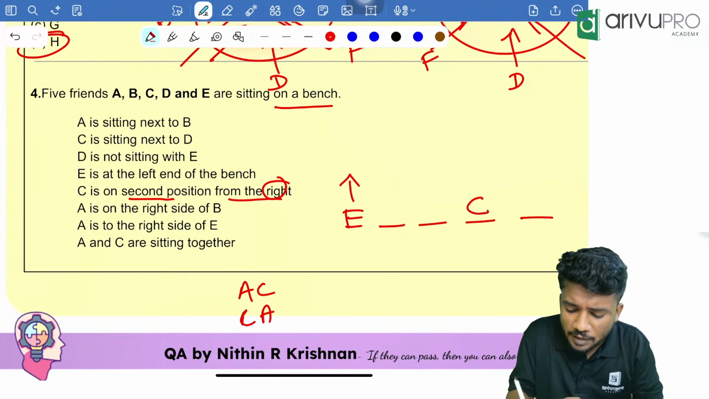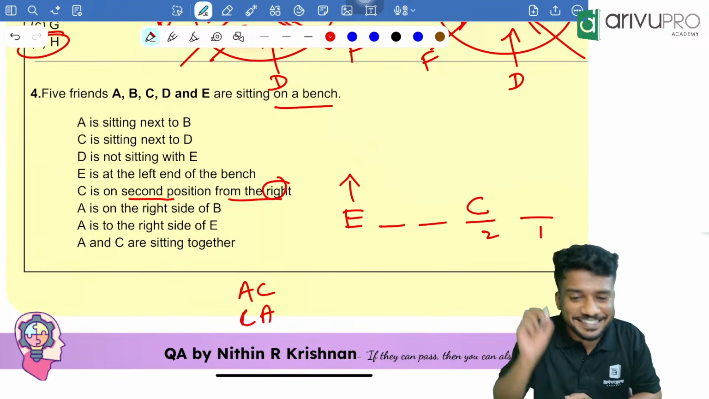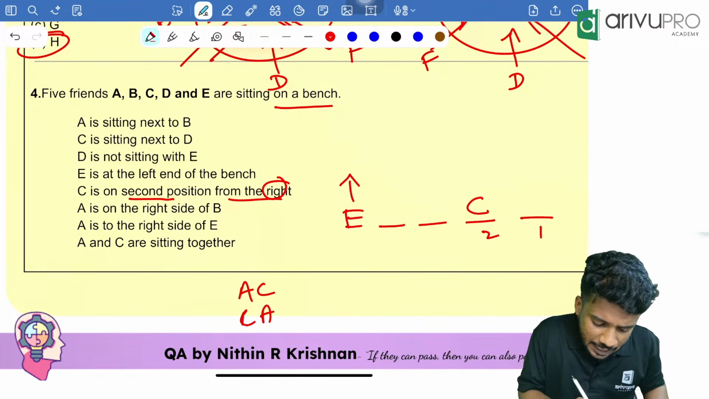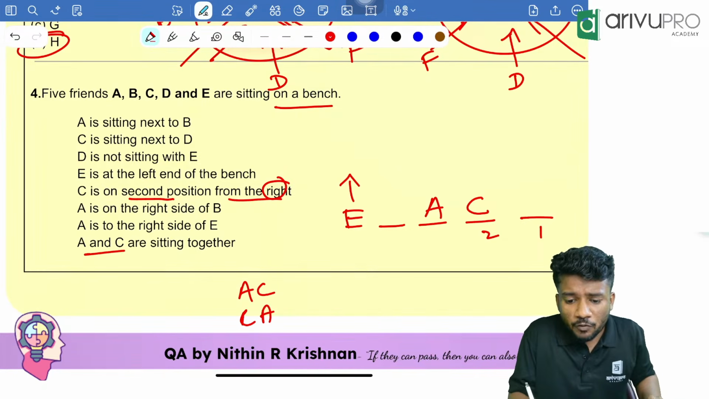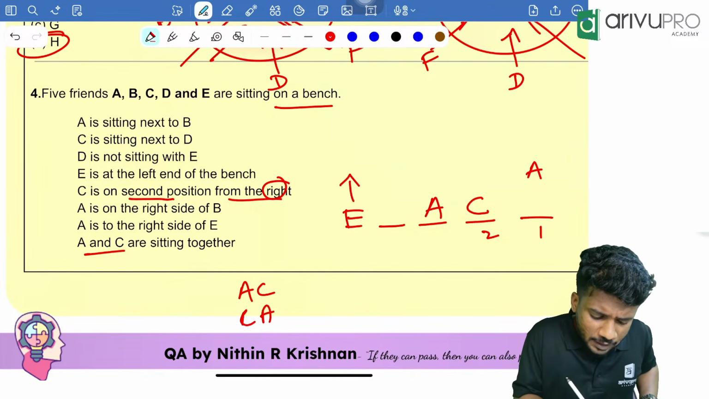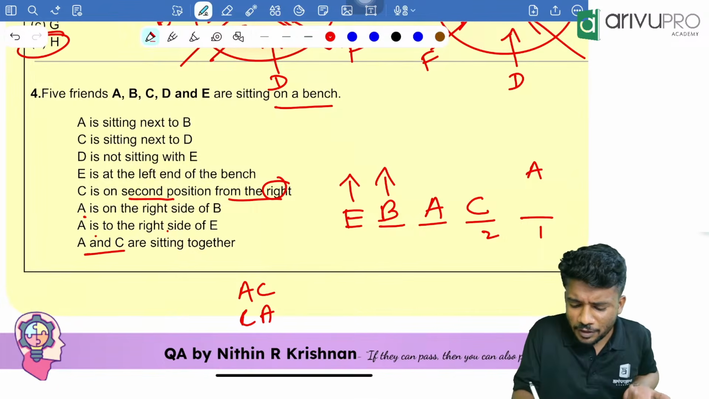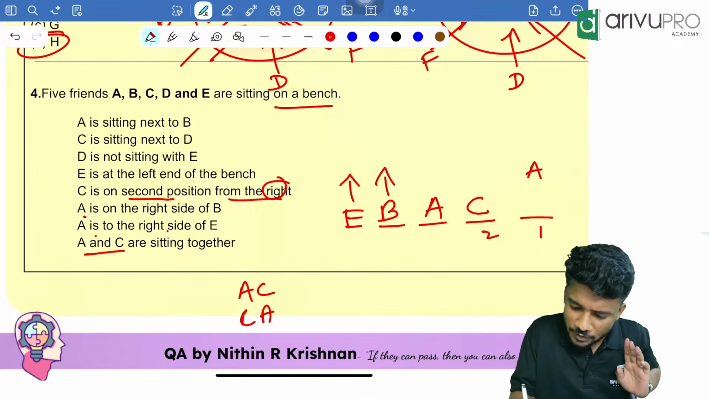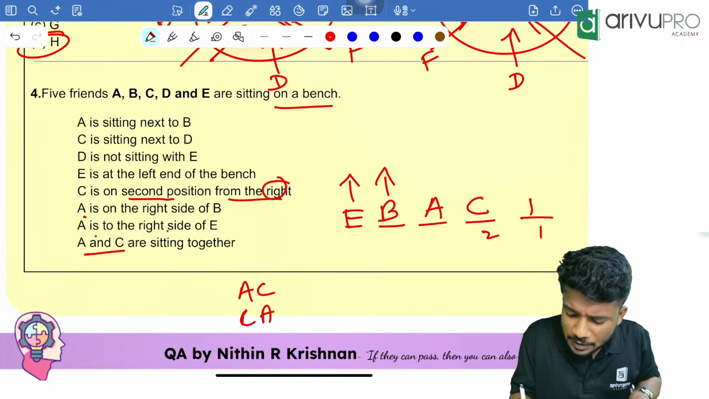From the right, second position. This is the first position. This is the second position. C is there. Then what else is given? A and C are sitting together. So either A can be over here or A can be over here. Now what else is given? A is on the right side of B. A is on the right side of E. So B should be over here. Then only A will be on the right side of B. Then who is remaining? D is not sitting with E. That means D should be over here.